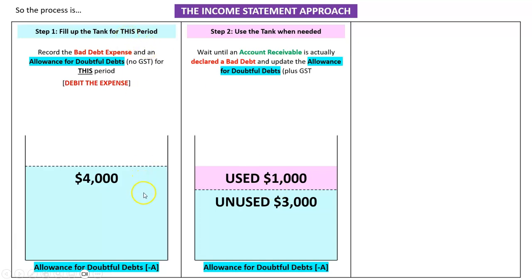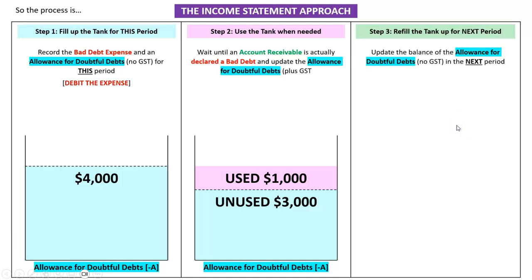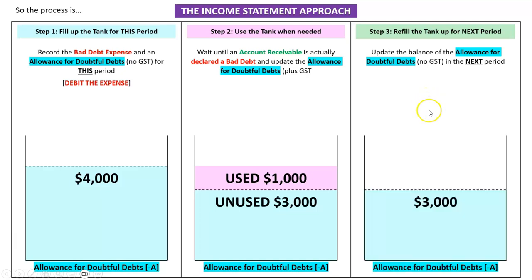Step 1, fill up the tank. Step 2, use the tank when we need it. Step 3, at the end of the current period, refill the tank up for next period. So at the end of this period, we'll have a certain number of bad accounts receivable, and we might estimate a certain percentage of those won't repay us, and we figure out that comes to $5,000. And at the moment, we've only got $3,000 in our tank, so we need to top it up with another $2,000. And that's our 3-step process. Fill the tank up for this period, step 1. Use the tank when needed, step 2. Refill the tank up for next period, step 3.